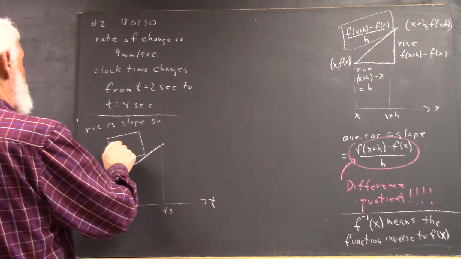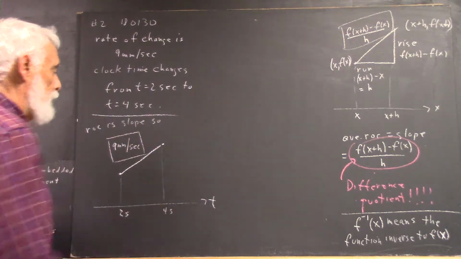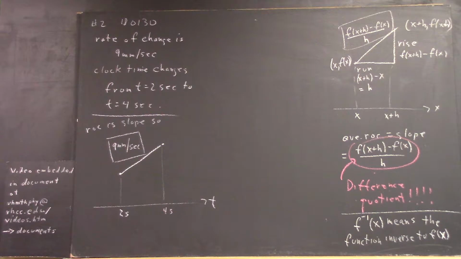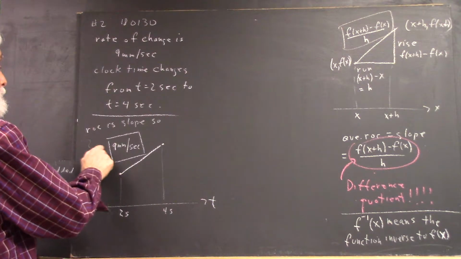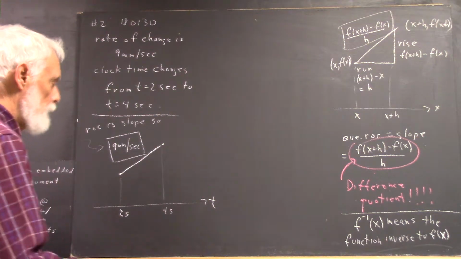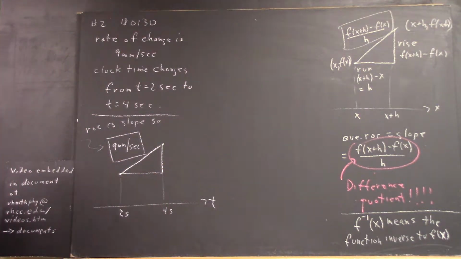Okay, well this is nine millimeters per second, right? That's the rate of change, that's the slope. Okay, well, of course, we're dealing with a situation where we have a fundamental triangle. So what else can you tell me about this fundamental triangle? Well, we already know the run. Well, we don't know it, but we can easily find it. What's the run? 4 minus 2? Yeah, 4 minus 2.